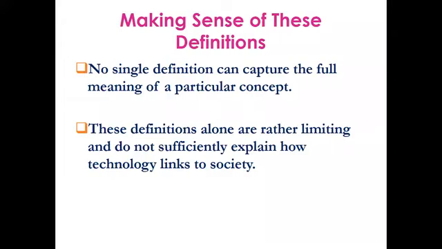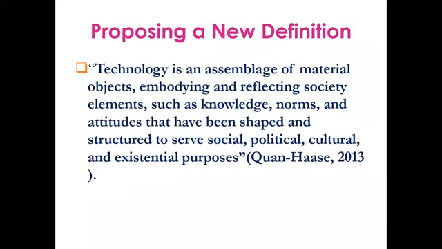Now, making sense of all of these definitions. No single definition can capture the full meaning of a particular concept. All the five we have looked at seem to have limitations, even though they may have some strength. So no single one of them captures the entire idea. These definitions alone are rather limiting and do not sufficiently explain how technology links to society. So we're proposing a new definition: that technology is an assemblage of material objects embodying and reflecting society. It envelops society, and at the same time, it reflects society.